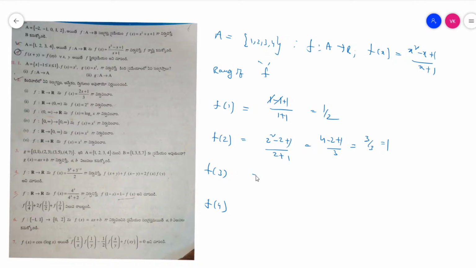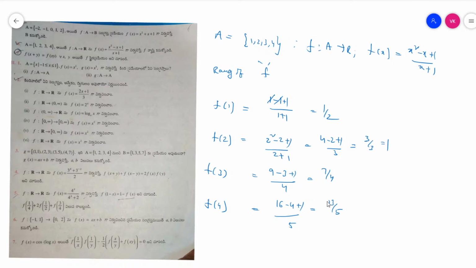Okay, and next one is f of 3. That means 9 minus 3 plus 1 by 4. We will get 7 by 4. Okay, and next one f of 4. That means 16 minus 4 plus 1 by 4 plus 1, which is 5. We will get 13 by 5. Okay, these are the answers.